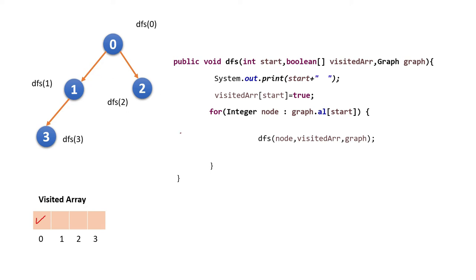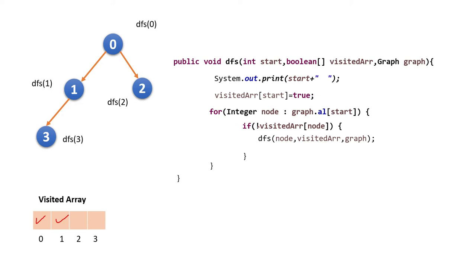So I have to call the DFS function for the first one and then the second one. For 1, we call the DFS function. Then after coming back from 1's execution, we call 2. But one thing we have to keep in mind is that we have to cover this with a condition: if it is not visited, then only we do a DFS. So for 0, there are two nodes 1 and 2. I do a DFS for 1. When 1 appears here, 1 will print, and then it will mark itself as visited. Then for 1, only one adjacent node is present, that is 3.